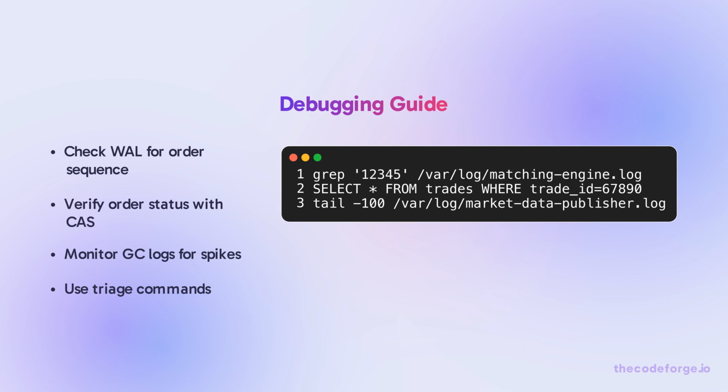When things go wrong, start with the logs. Check if an order was canceled or filled. For duplicate trades, query the database. For stale market data, check the publisher's ring buffer.